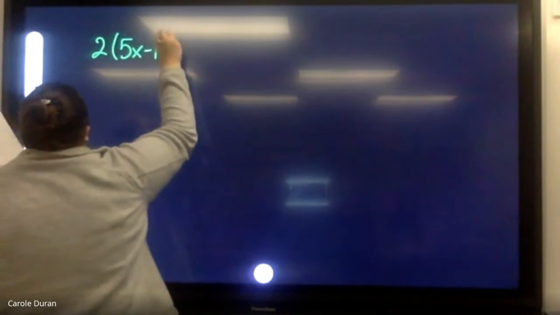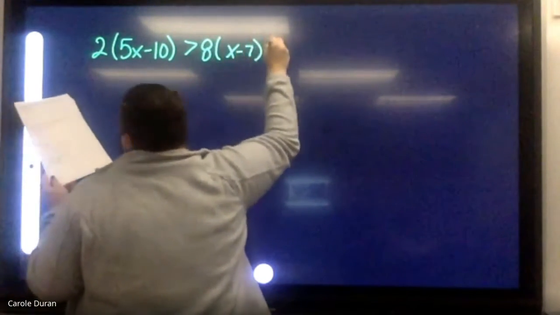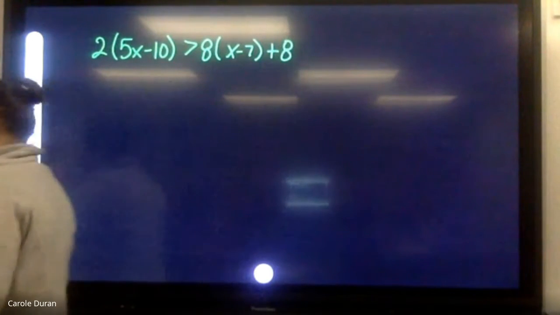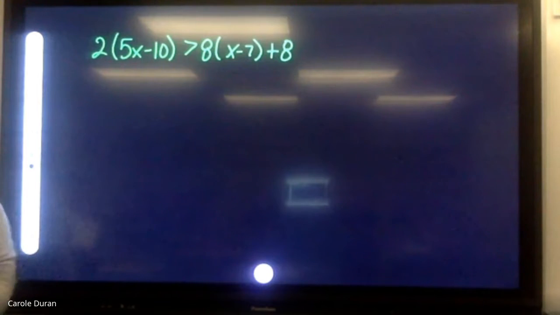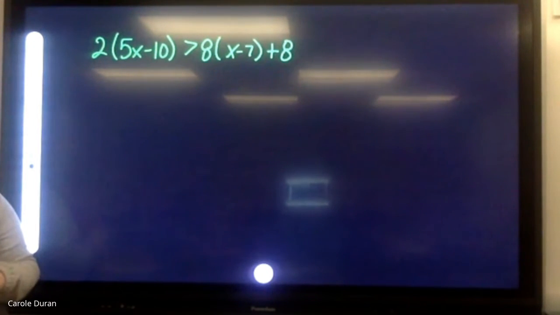Number 6 says to solve each inequality and graph its solution. So the inequality I have is 2 times (5x minus 10) is greater than 8 times (x minus 7) plus 8. Initially I treat this just like an equal sign and simplify each side, then simplify across. The only thing I need to keep in mind is that if at any point I divide by a negative number, my inequality sign has to flip.